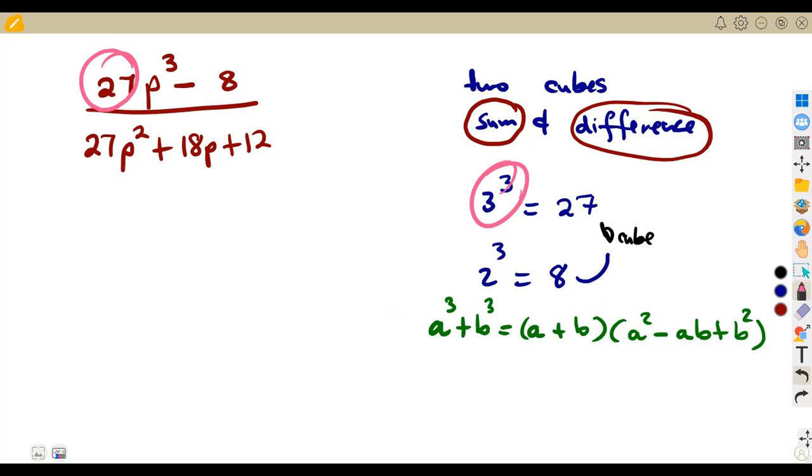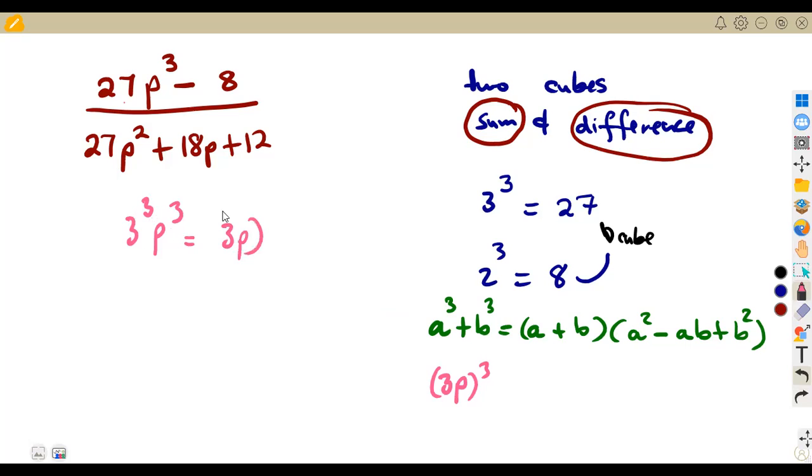So if you are to consider that here we have got 27, which we said is same as 3 to the exponent of 3. So this is same as 3p, everything being raised to the exponent of 3, because as you can see, p is also being raised to the exponent of 3. Remember, from our laws of exponents, if the exponent is the same, you can take it out of these two. So it's going to be 3p to the exponent of 3.